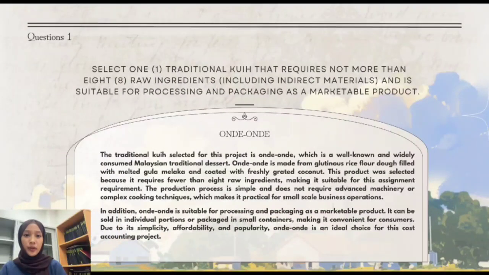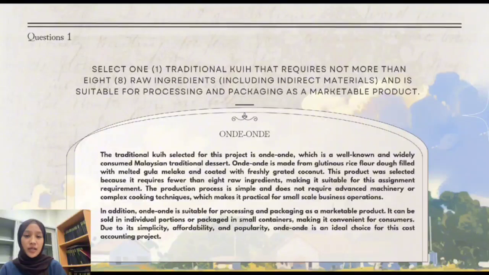The traditional kuih selected is Onde-Onde, which is a well-known and widely consumed Malaysian traditional dessert. Onde-Onde is made from glutinous rice flour dough filled with melted gula melaka and coated with freshly grated coconut. This product is selected because it has few raw materials, making it suitable for this assignment requirement.